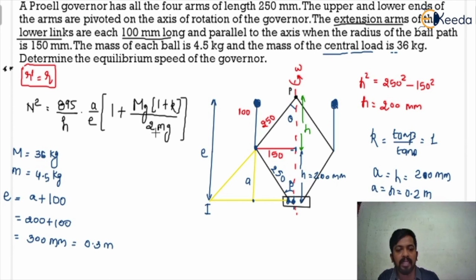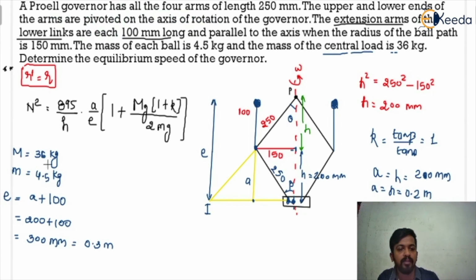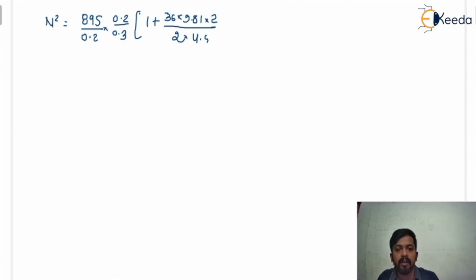multiplied by 1 plus K. Here the K value is 1 because theta is equal to beta, because the arms' lengths are equal. Okay, so the angles would be equal to each other, so the value of K comes out to be 1. Okay, so you just have to put the value here, 1 plus 1 is equal to 2, upon twice of mg. The mass of the flyball is 4.5, and that is 9.81. Now you can see here this would cancel out and this would cancel out, so finally you will get the value, and when you solve this using the calculator you will get the answer.